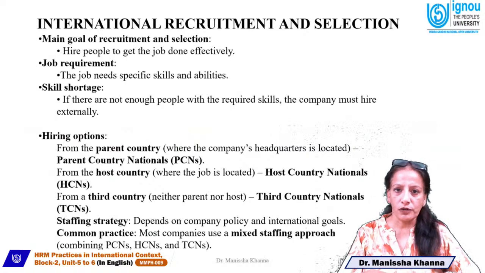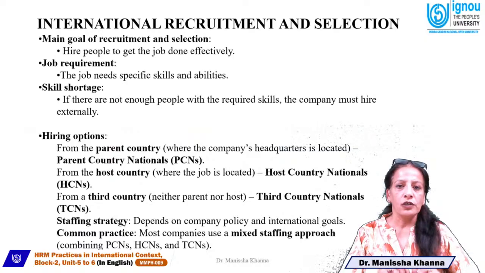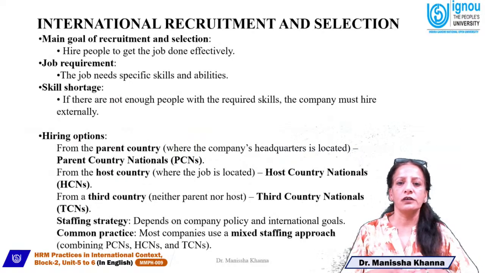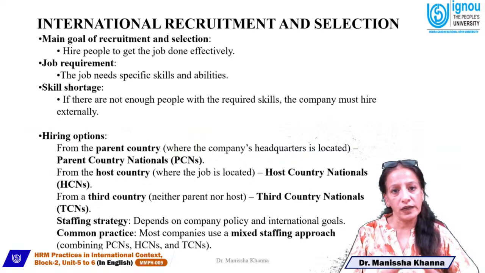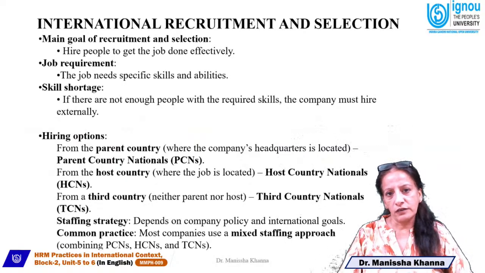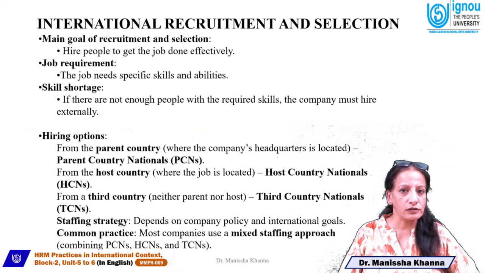So the main job requirement is very specific. The skills are very specific, and the abilities are well mentioned. There is a skill shortage. If there are not enough people with the required skills, the company must hire externally. Sometimes they don't find the right candidate within the organization, so they take the help of external agents. They hire external agencies, or they take help from the network of people around them.